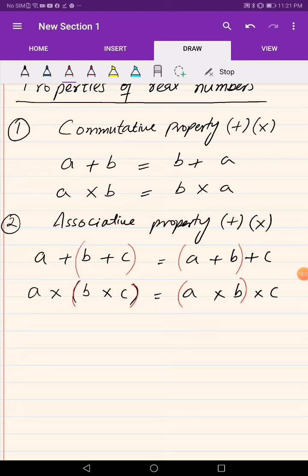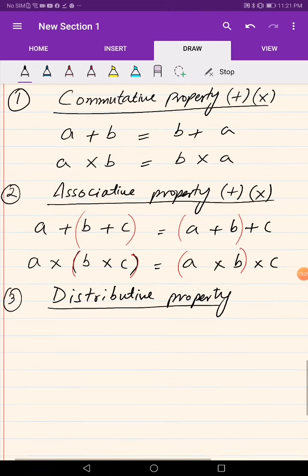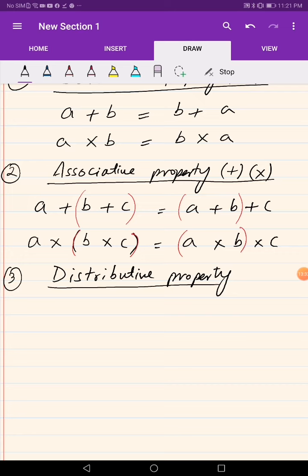The third property is very important. It's called the distributive property. This distributive property, guys, is the inclusion of multiplication and plus. So I write a times (b plus c). So this is a times b plus a times c. That is, a multiplies with this and this. So you get this thing. This is called the distributive property.